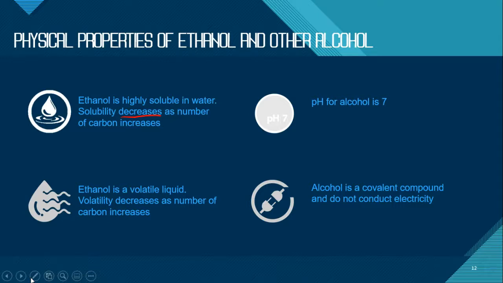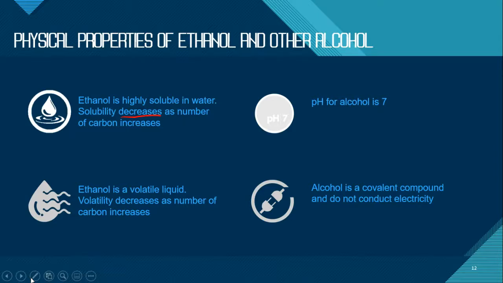Don't forget that alcohol is a neutral molecule, so the pH of alcohol is 7. As with other compounds that are covalent compounds, alcohol also does not conduct electricity.